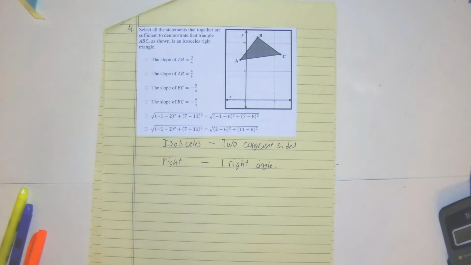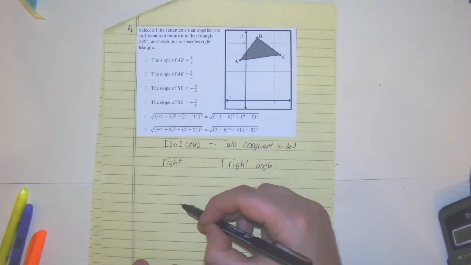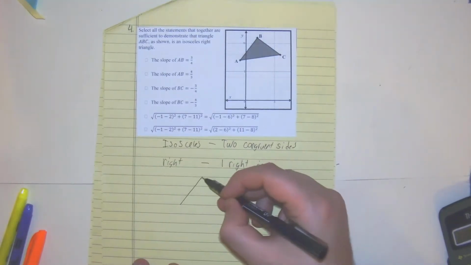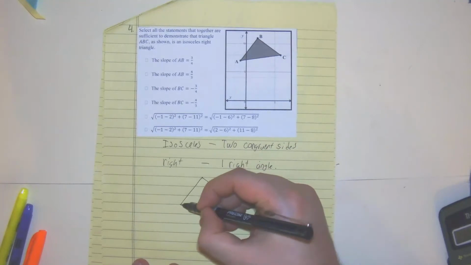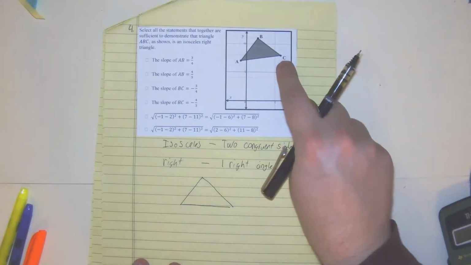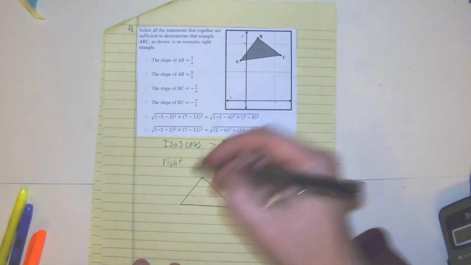Alright, so for this type of problem, maybe I would draw it out but not on the graph because you could take too much time. So I'll draw it out like this. Because again, remember, we're looking at it on a computer screen.